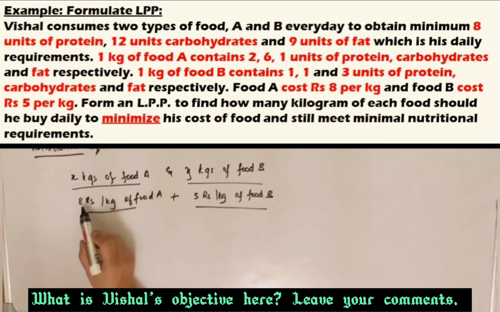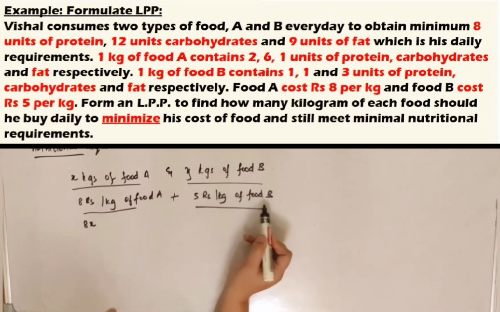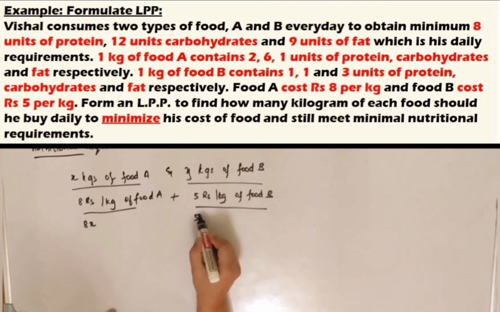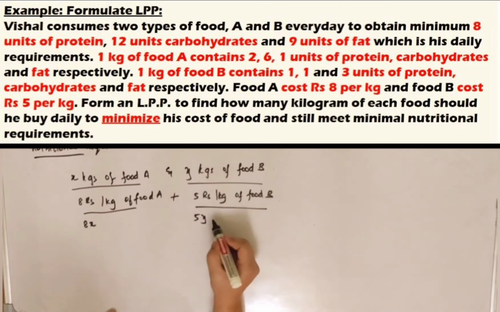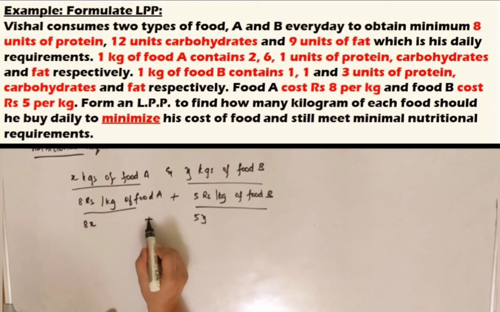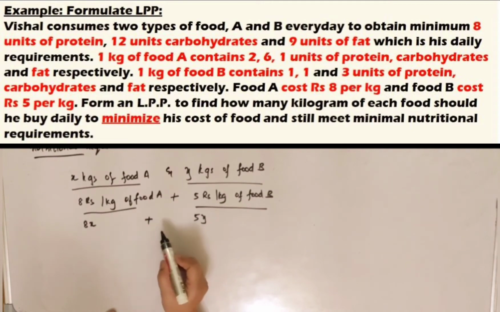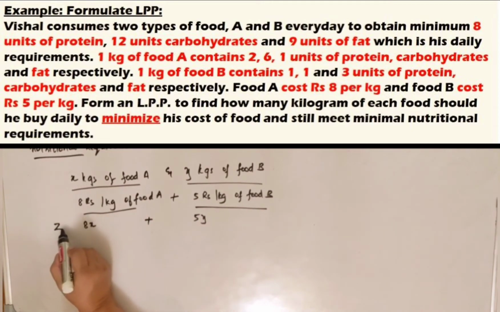Add both of these. So it's 8 rupees per kg of food A, so for x kgs, it's going to be 8x. It's 5 rupees per kg of food B, so for y kgs, it's going to be 5y of food B. Now if you add both, this is what is going to be the total cost of his food A and food B.